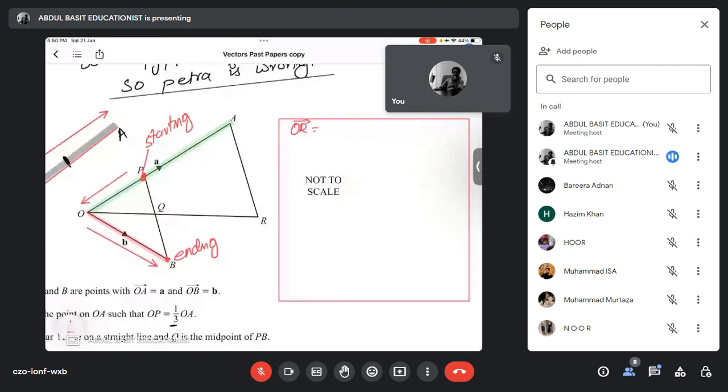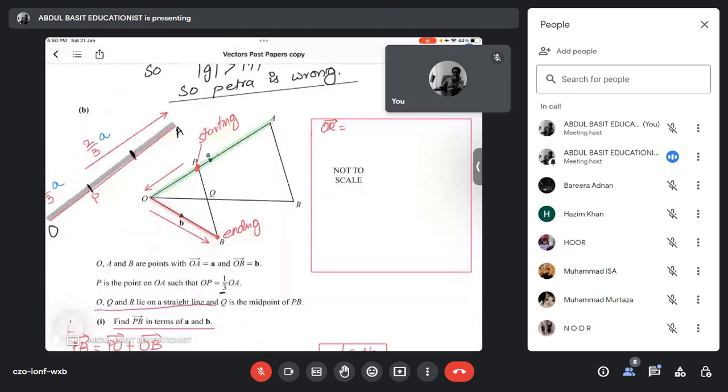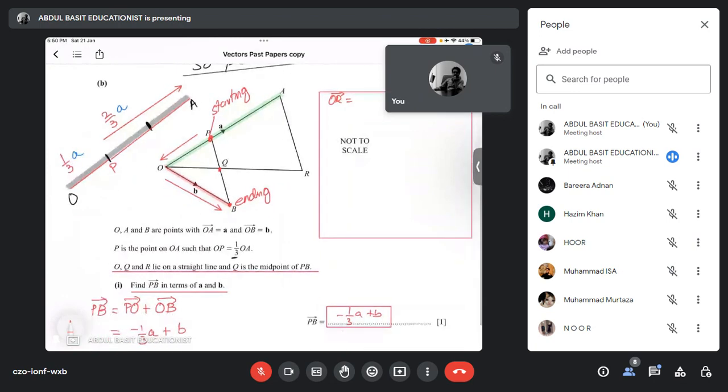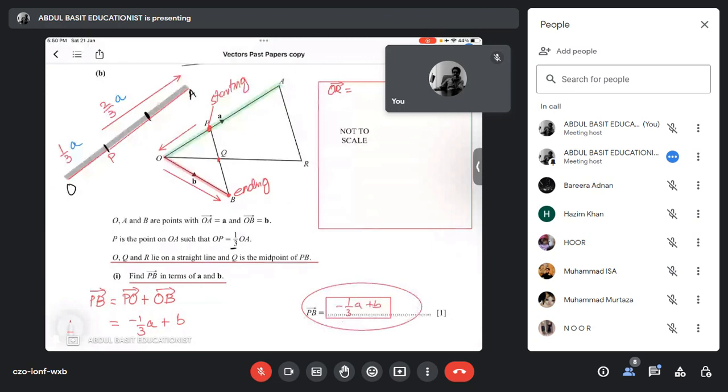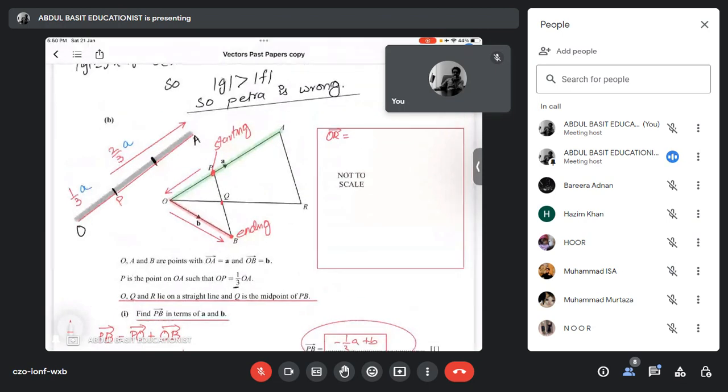Okay, we can see that the third line says that O, Q, R lie on a straight line such that Q is the midpoint of PB. Q is the midpoint of PB. It means that these two are half pieces, right? Isa, P to Q and Q to B are half pieces. Agree? We already have P to B, which we found below. Agree? So we need to go from O to R. We need to find out OR.